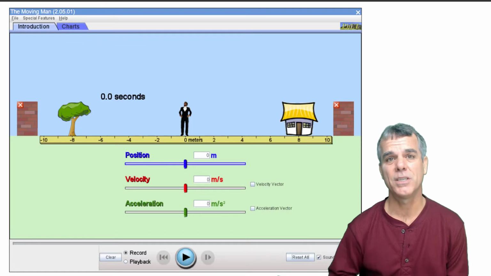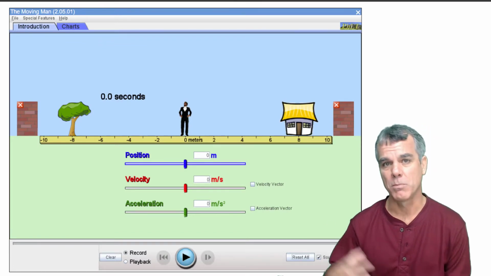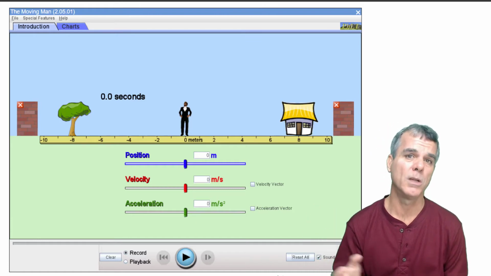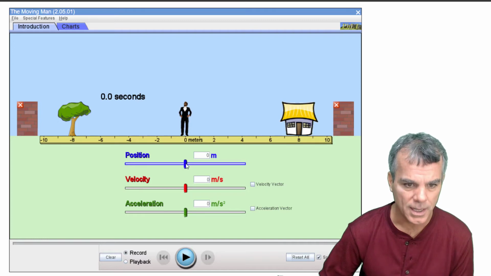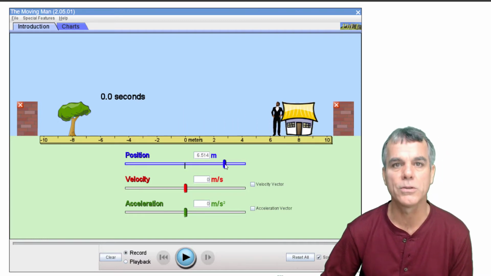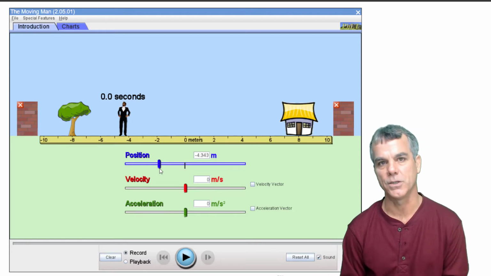Let's look at position, velocity, and acceleration in the x direction. Remember, position is where you are relative to the origin. X equals 0 means you're right at the origin. X greater than 0 would mean you're to the right of the origin. X less than 0 means you're to the left of the origin.